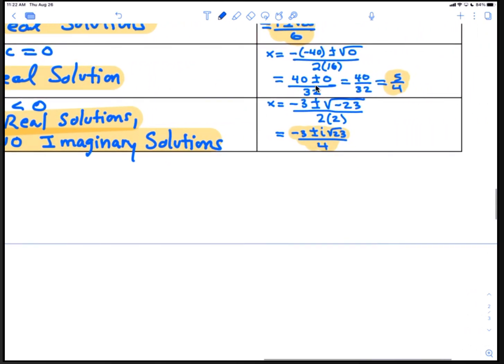And then to find that 1 real solution, we plug everything into the quadratic formula, and we get the negative of negative 40 plus or minus the square root of 0 divided by 2 times 16, which simplifies to 40 plus or minus 0 over 32, which is 40 over 32, which reduces to 5/4.